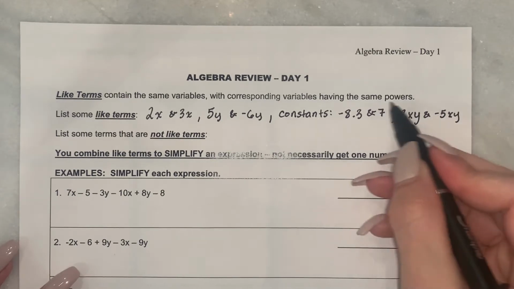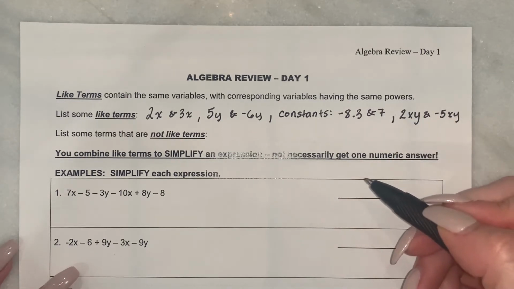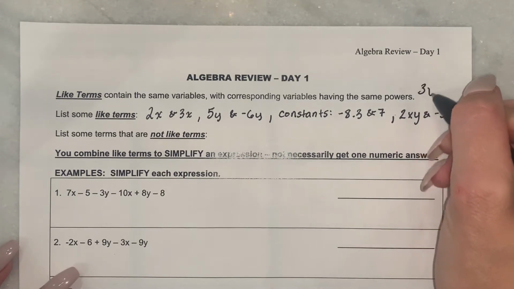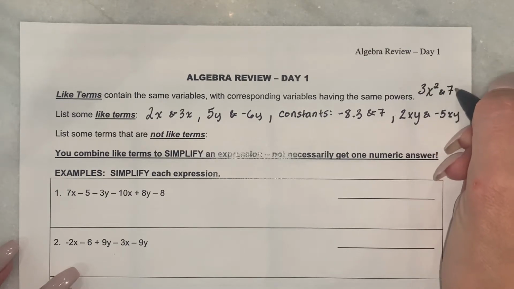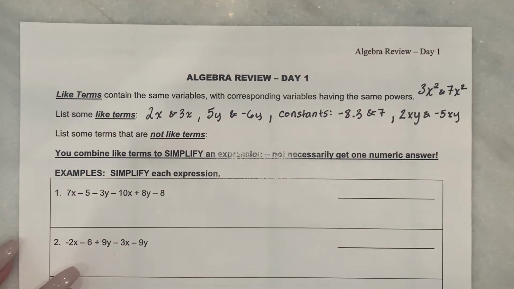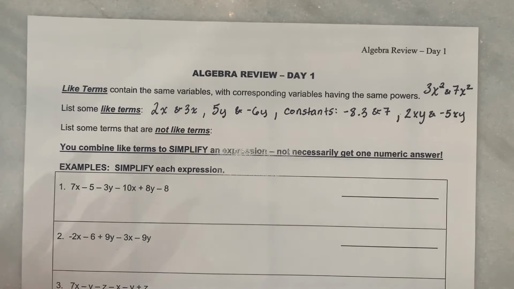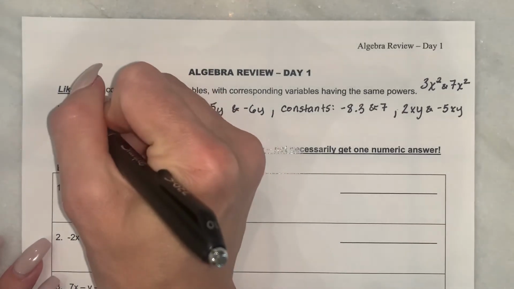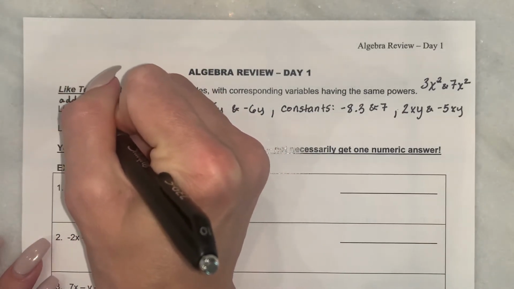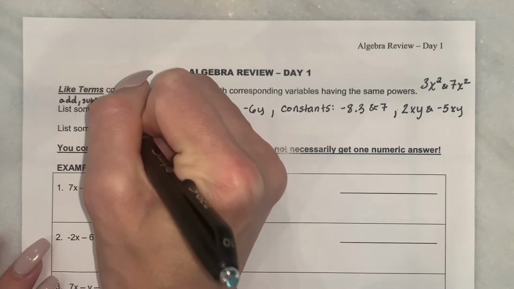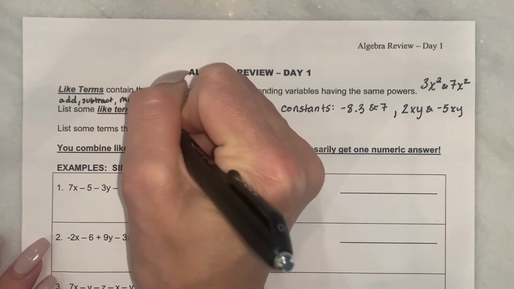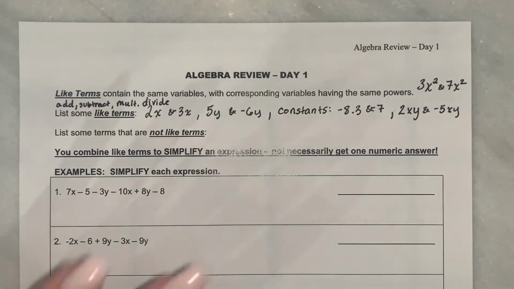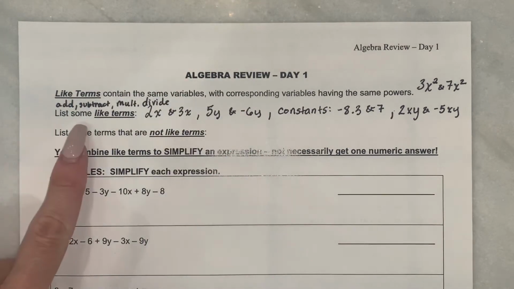And then talking about having the same powers, this doesn't actually happen that often in geometry. It's more something you would need for algebra. But like 3x squared and 7x squared, those would be examples of like terms. Now the main thing, I didn't go over this with all of the classes yesterday. The main thing with like terms is that you can add like terms, subtract like terms, multiply like terms, and divide like terms. So you can do all four major operations with like terms.